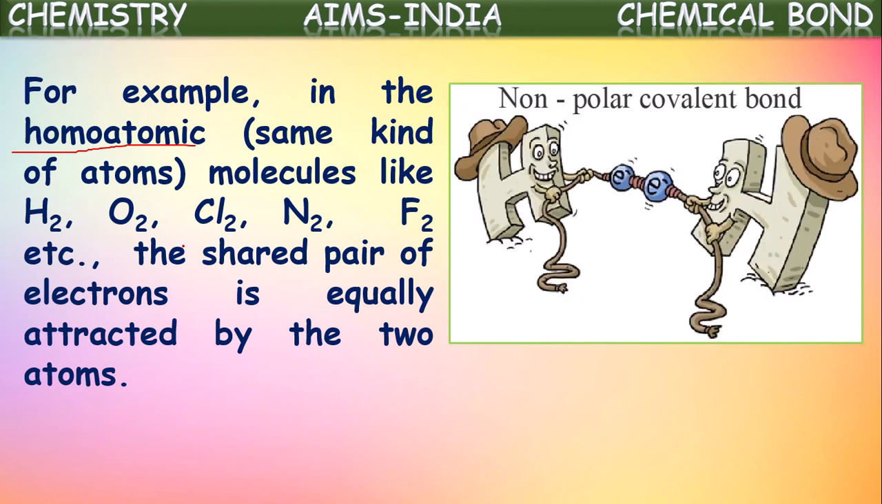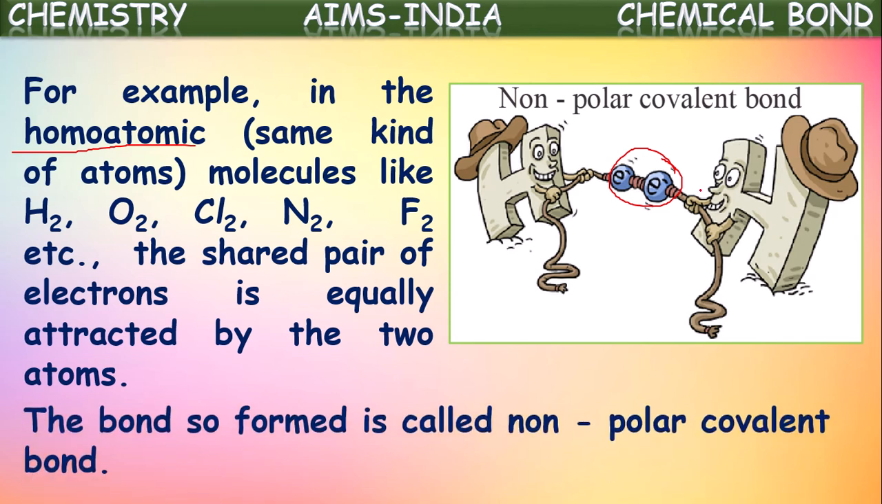Let us consider H2 itself. The shared pair of electrons is equally attracted by both the atoms, because both are hydrogen atoms, both contributing one electron for sharing, and this electron pair is shared by both. As both are hydrogen atoms, both will have the same electronegativity. What does electronegativity mean? The tendency of pulling the electron pair towards itself. So this will be equal for both the hydrogen atoms. Thus, the electron pair is equally shared by both the atoms. The bond so formed is called a non-polar covalent bond.